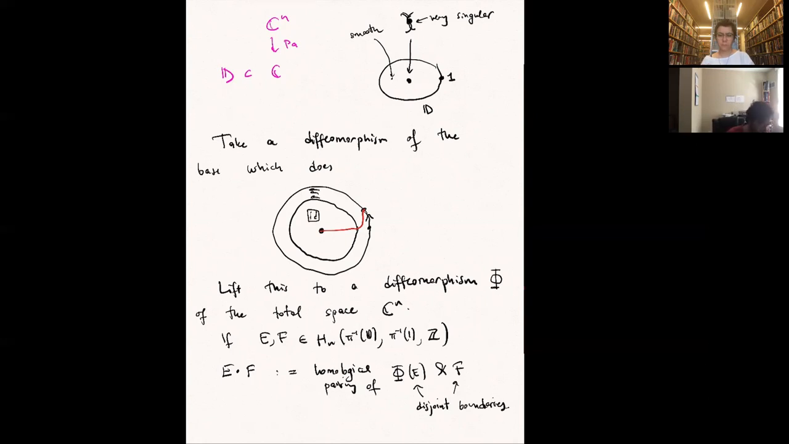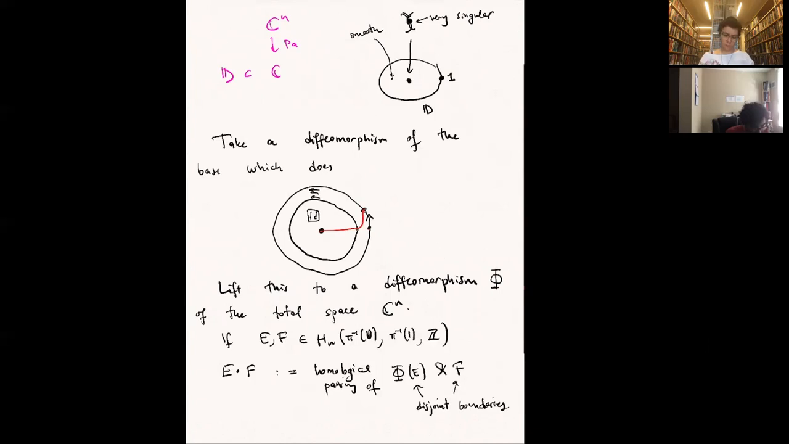So the lift takes, for example, the fiber here to the fiber here. The diffeomorphism phi maps the fiber at 1 to the slightly rotated fiber. Now if you take two elements of this relative homology group and you want to define their pairing, which is supposed to be a number, what you do is the following: you take the first of these homology classes and move it to the slightly rotated fiber using my diffeomorphism. The boundary of this homology class used to be on this fiber, but now that I applied my diffeomorphism, its boundary is on this fiber.